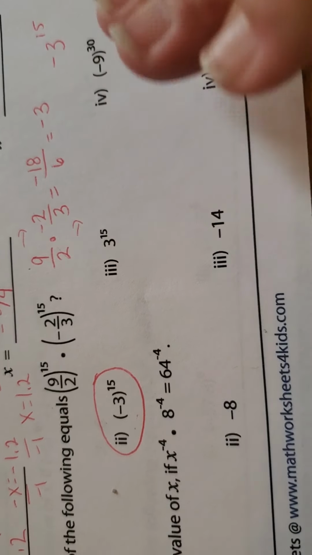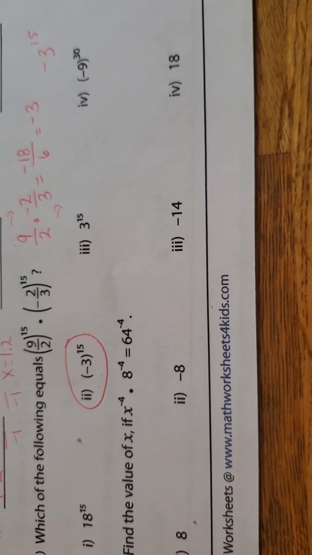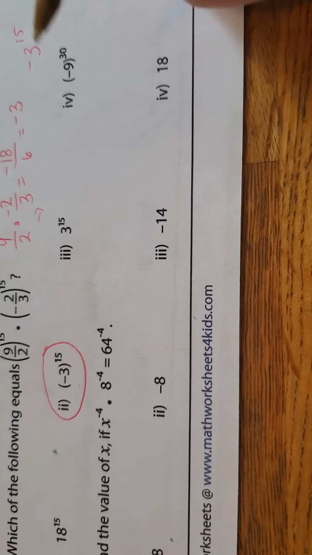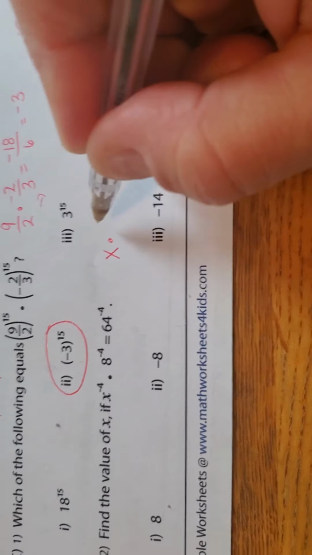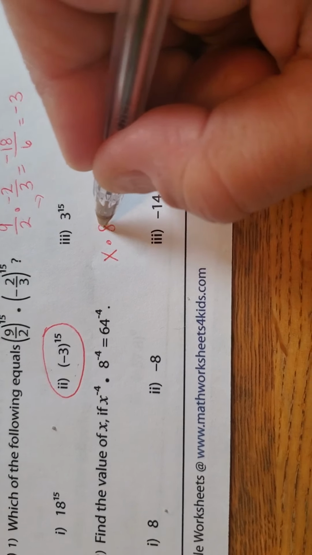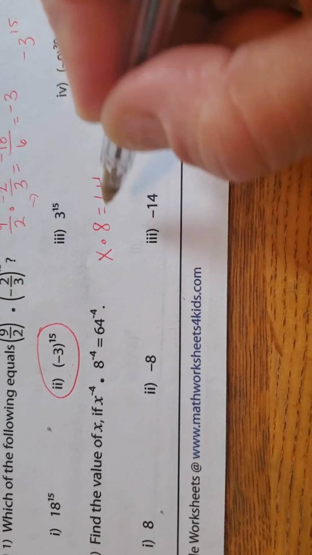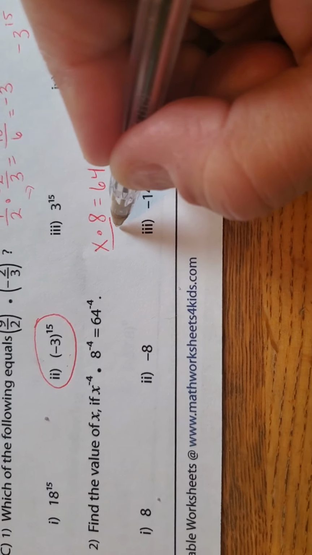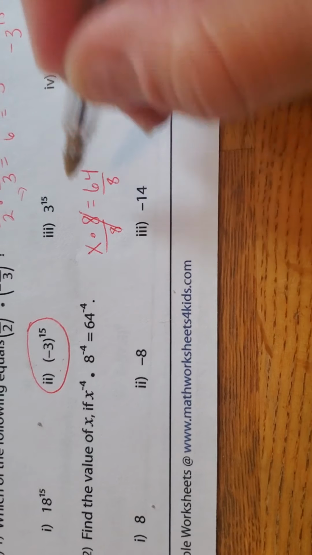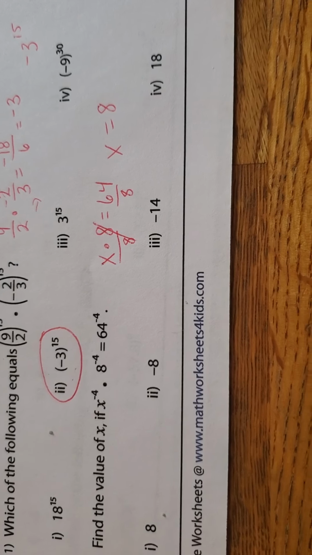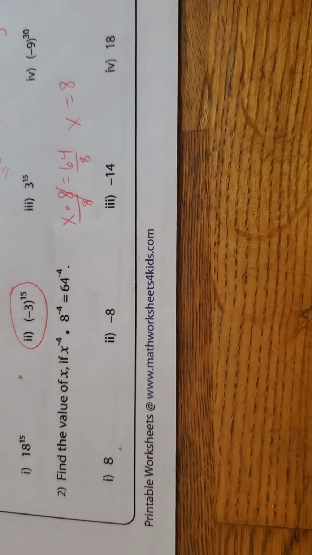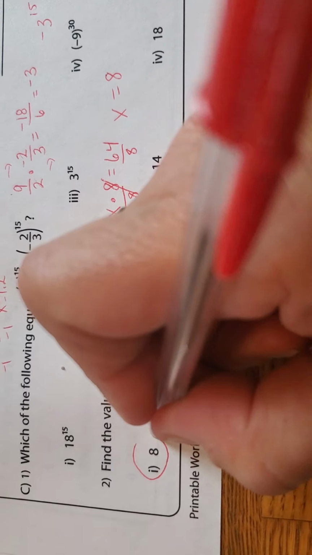Okay. And then our very last problem will mimic what we saw in part B. So we have those exponents that match. So with my bases, I need some number times 8 to get 64. So we're going to divide both sides by 8, and we'll get x equals 8. And so our choice for that one is going to be Roman numeral number 1.